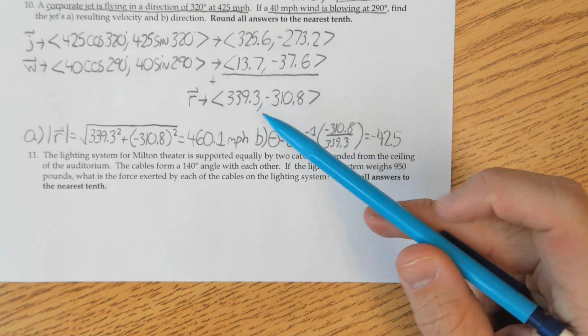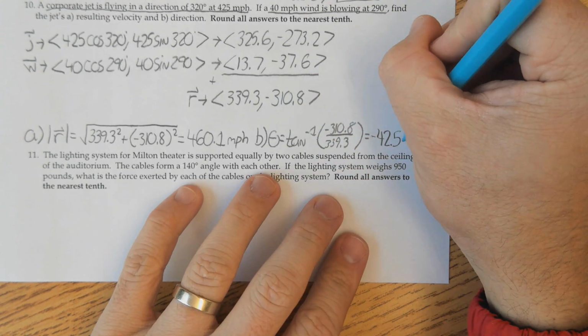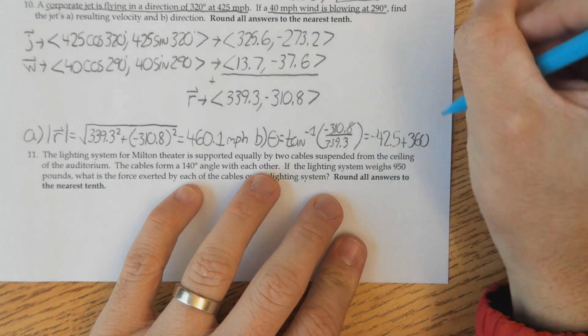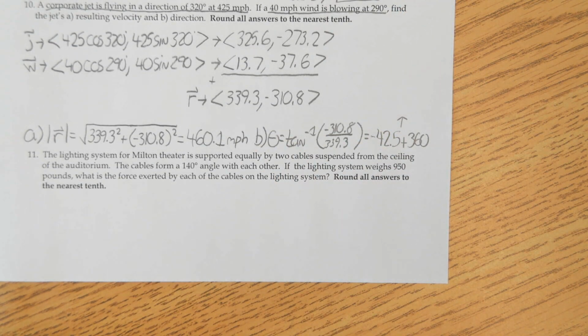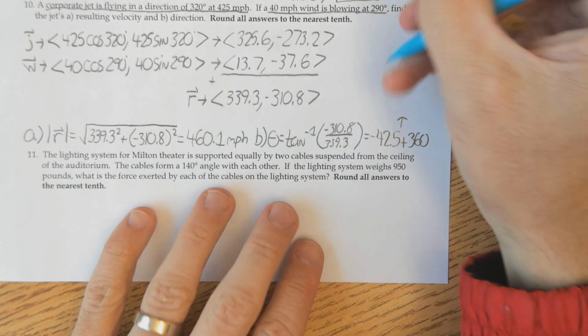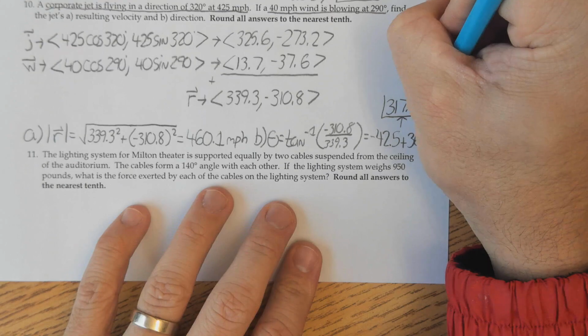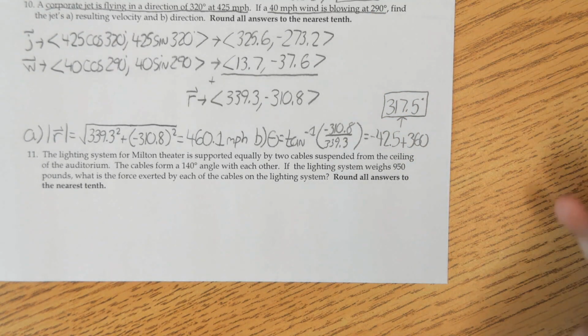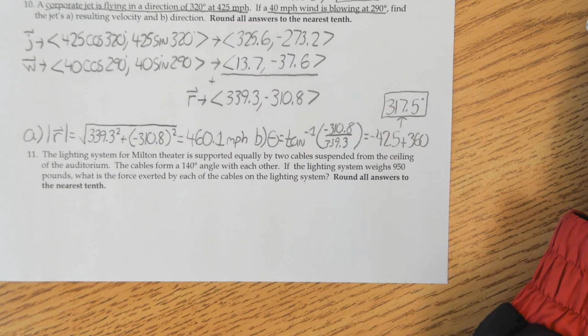Well, we look at our component form for our resultant, and we have positive x, negative y. So that's quadrant 4. And so that means that I'm going to add 360. And so when I do negative 42.5 plus 360, I get 317.5 degrees, and there you go. That's your answer. That's your direction. Again, why did I add 360? Because I'm trying to go to quadrant 4. If you're going to quadrants 2 and 3, you would add 180 to your answer, all right?